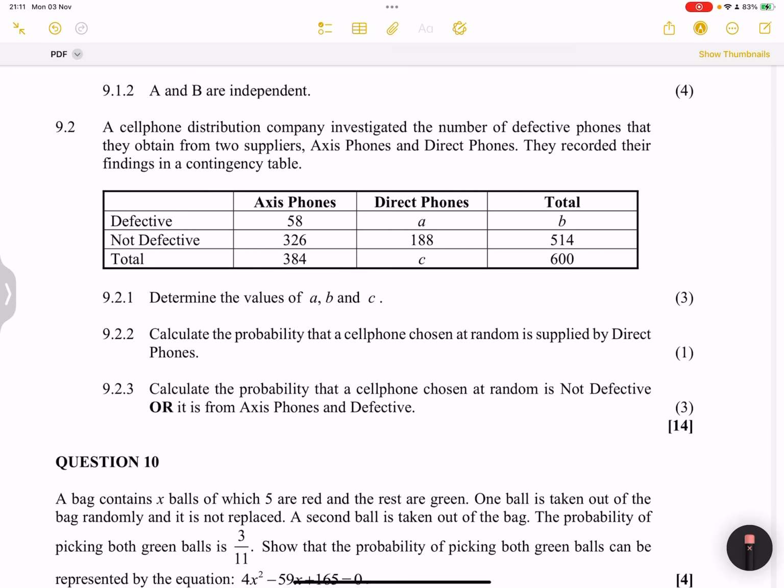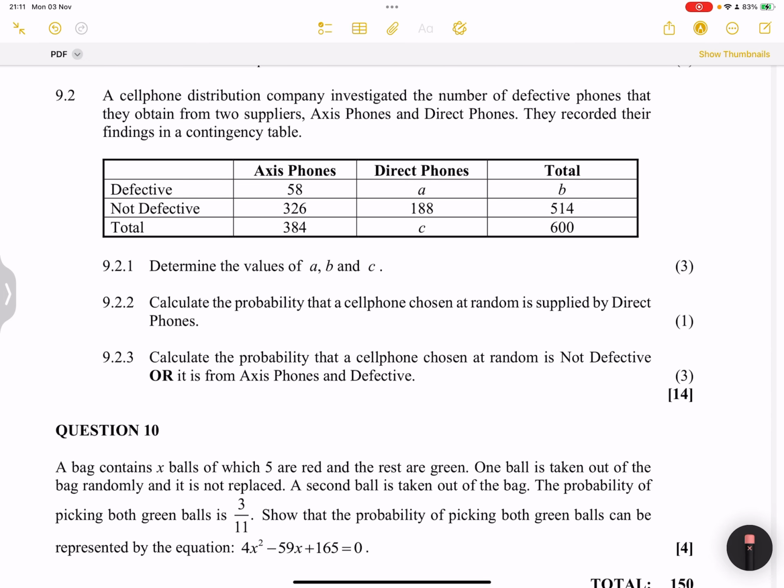They give us a contingency table. One of the easiest ways to ask probability is definitely this one here. So they say a cell phone distribution company investigated the number of defective phones that they obtained from 2 suppliers, Axis Phones and Direct Phones. I assume this must be some brand that we know. They didn't want to use brand names, hey? So they recorded their findings in a contingency table.